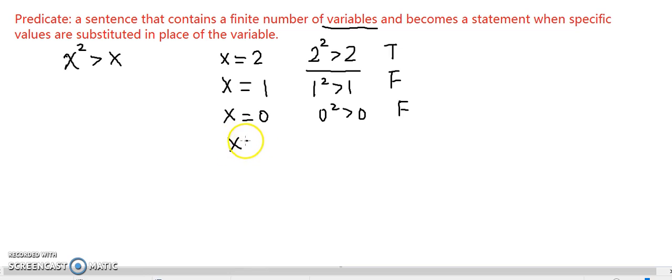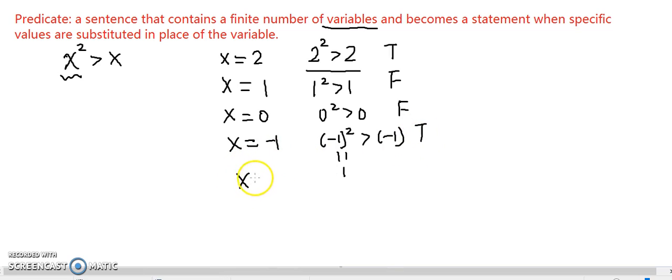And let's pick negative 1. Negative 1 squared is greater than negative 1. When we replace x, make sure the square is for the number negative 1, so we should put the negative sign inside the parentheses. And the right side x is just negative 1. If you don't want to put parentheses on the right side, that's fine. We can verify because negative 1 squared is positive 1, and 1 is greater than negative 1. So that makes this a true statement.